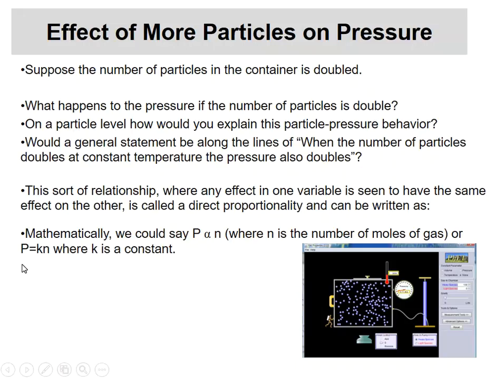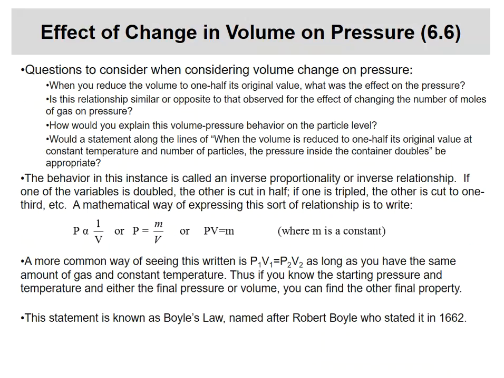Sometimes you'll see that replaced with pressure is equal to a small constant times n. We'll just get rid of the alpha, the proportionality, and say, here's what it is. There's some multiplier that makes this statement true. So what we find now is particles and pressure go in the same direction. So let's take a look at the change in volume on pressure.